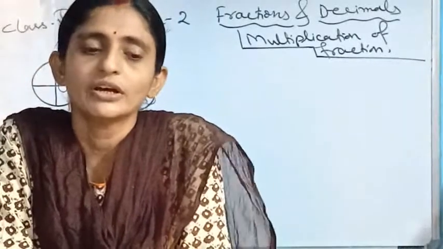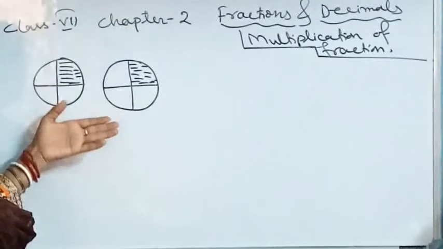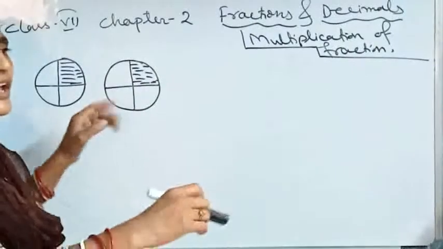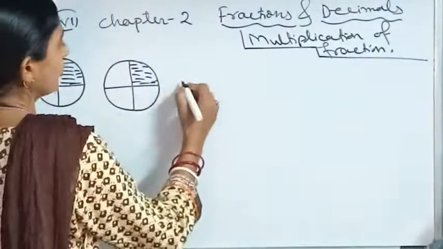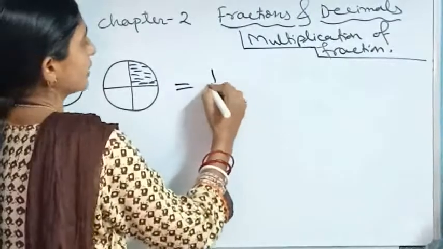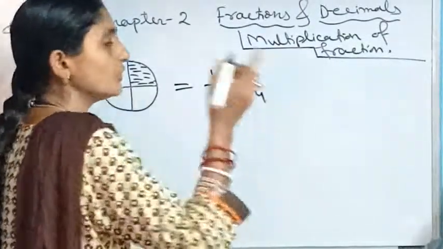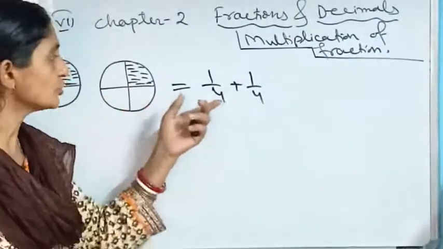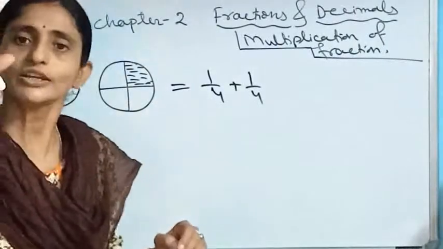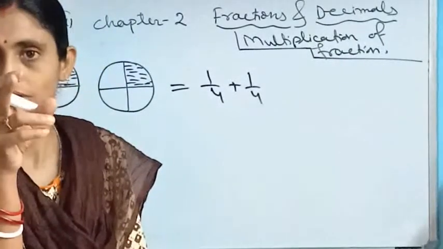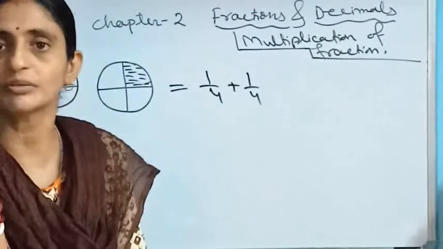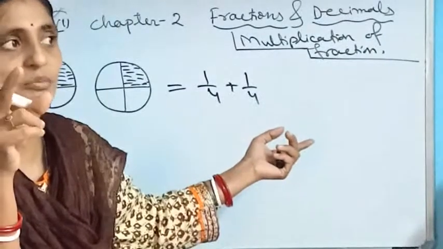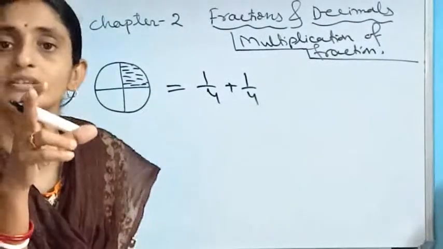Okay, suppose you might have noticed on the board I have drawn two circles and I have shaded 1/4 of each. Now if I present this in fractional form, I can write 1/4 plus 1/4. If you are asked how much has been shaded out of two circles, you can write it like that. And you can remember that addition can be presented as multiplication when we repeat the same thing again and again.